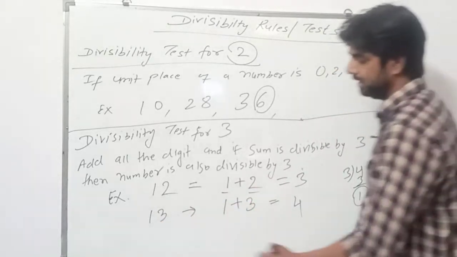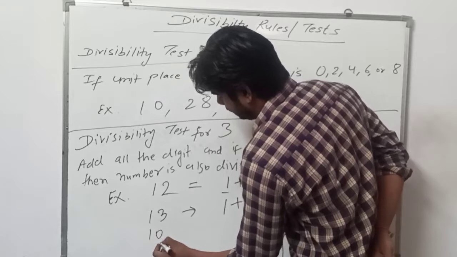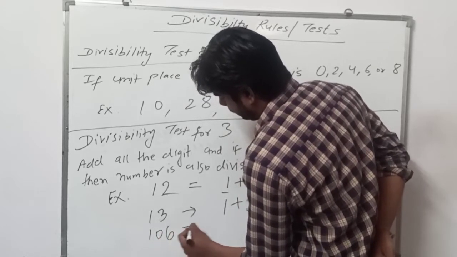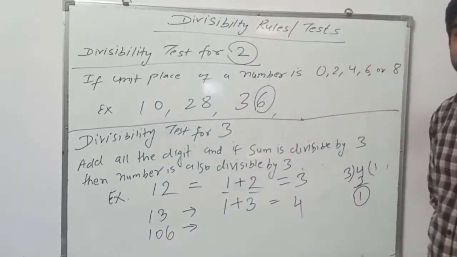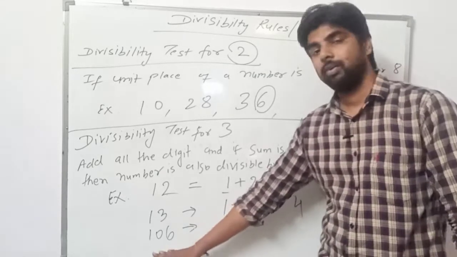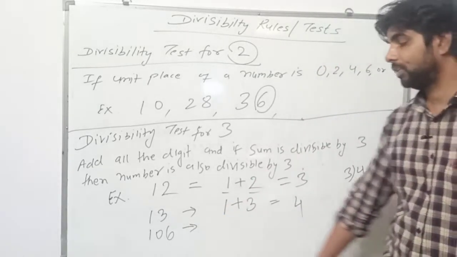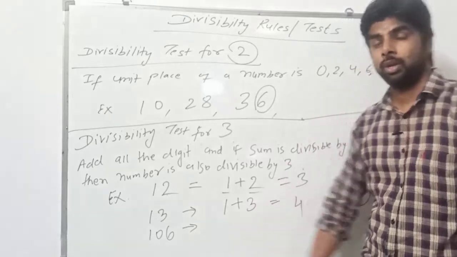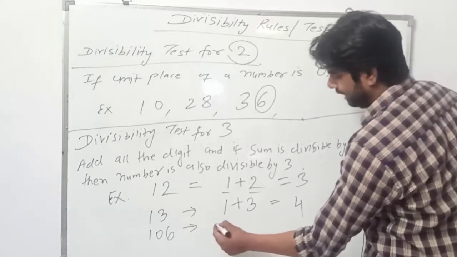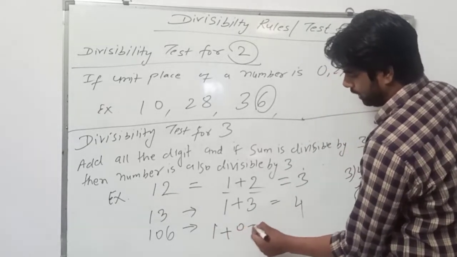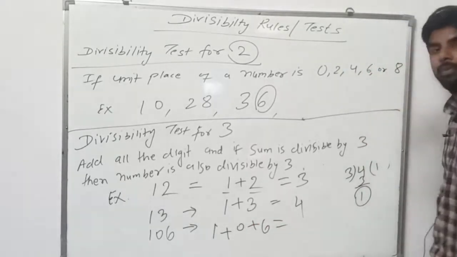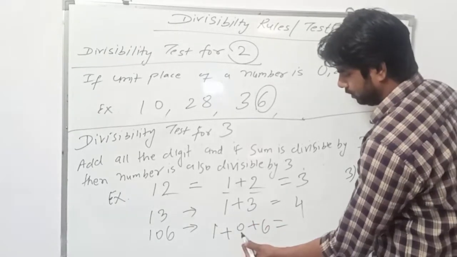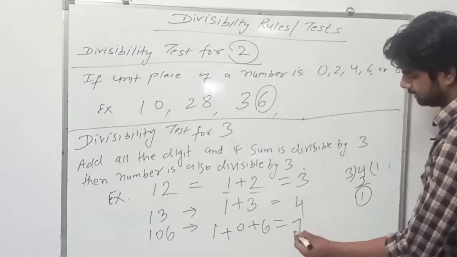In case there are 3 digits, suppose the number is 106 and you have to find out whether 106 is divisible by 3 or not. So what will we do? We will add 1, 0 and 6. So what number will we get? 6 plus 0 is 6, 6 plus 1 is 7.